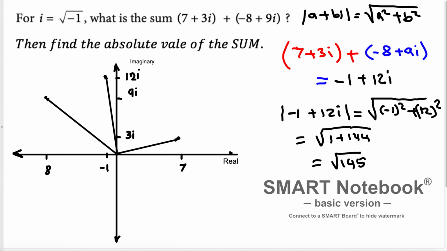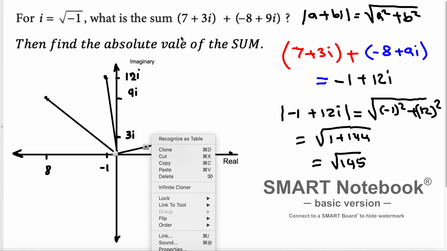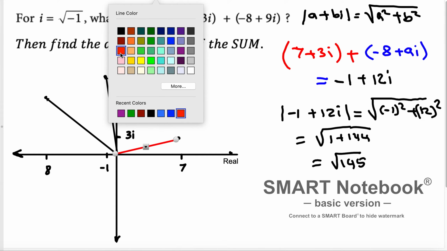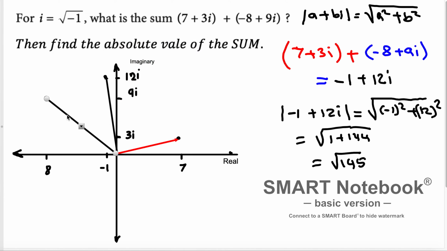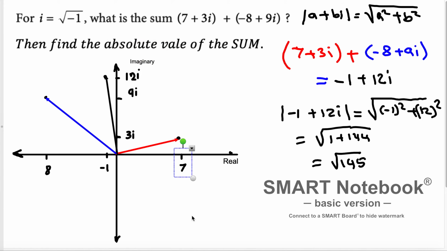But just let me change a little bit the color. For example, let me change it for the first one. Let me see here if I can change color. I hope I can. And yes, it's red. And for this one, let me make it blue. So this is what it looks like in the graph.